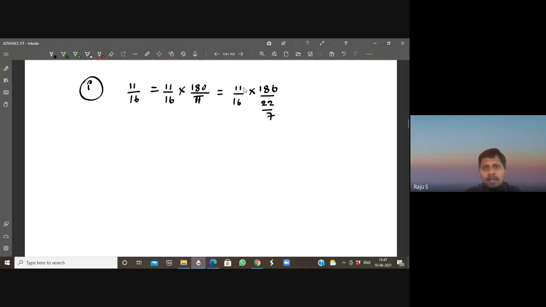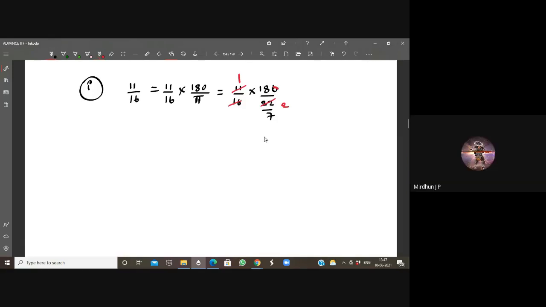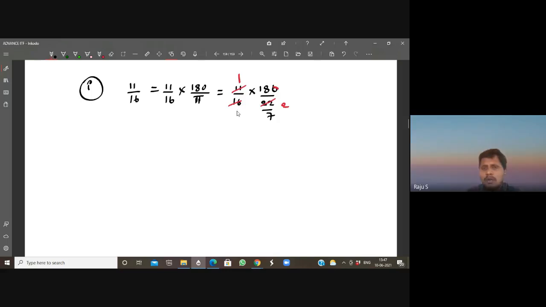Now, 11 ones are 11, level 2. Simple. Is it cancelled with the 16 table, like 180? Sir, we can cancel it by 2 tables. 4 fours are 16, 45 I think.